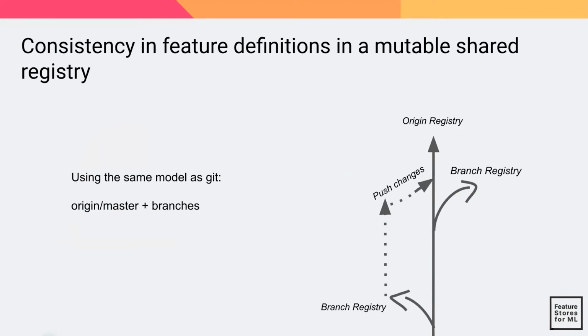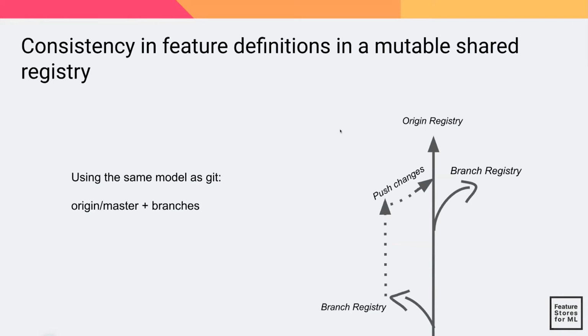Consistency in feature definitions in a mutable shared registry. So again, this is the case where the store of feature definitions is shared between different teams. How do you make sure that the version that you saw, the version that you wanted to use, remains that way? And if that's the case, how do people add or include new features or edit features if they want to do so in confidence without fear of breaking something in some other team's code?